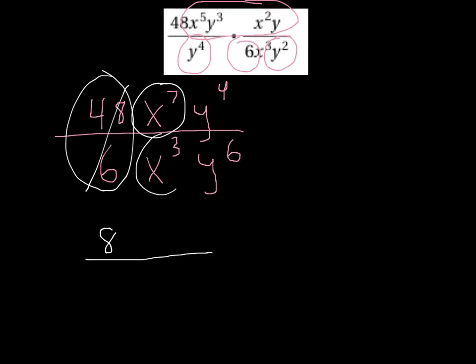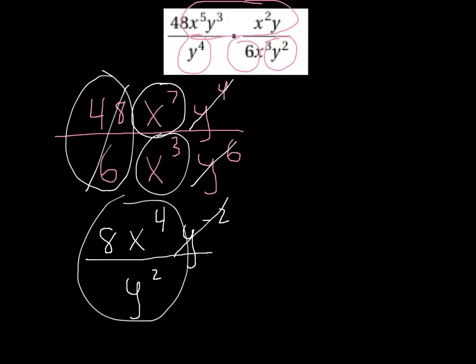X to the 7th over x to the 3rd is going to be x to the 7 minus 3, which is x to the 4th. And then y to the 4th over y to the 6th is y to the -2, or better yet, y squared in the denominator. And that's that.